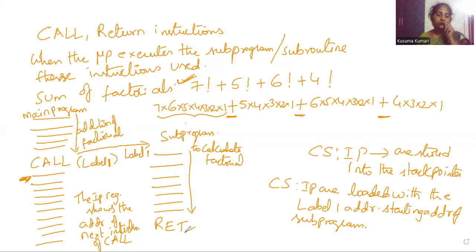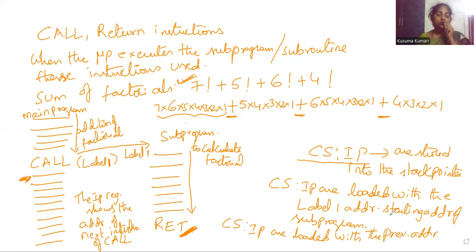Then the return instruction is executed. The last instruction of the subprogram is the return instruction. When the return instruction is executed, what happens? The microprocessor retrieves the CS and IP contents which were earlier stored into the stack through the push operation. It retrieves them back from the stack, and now the CS and IP are loaded with the previous address.